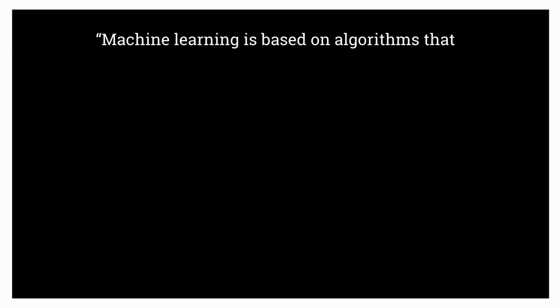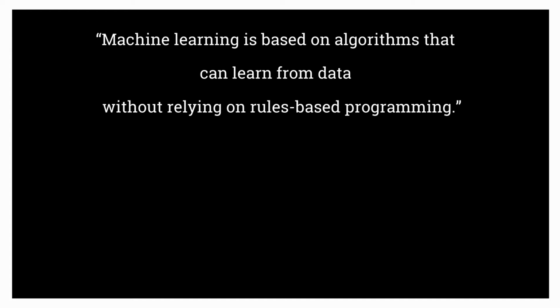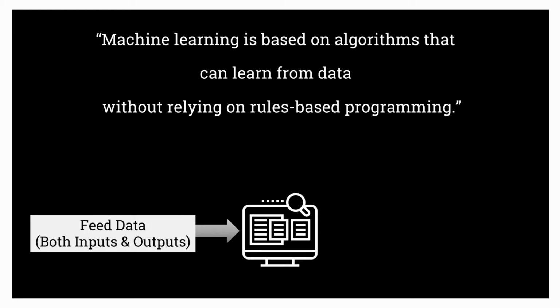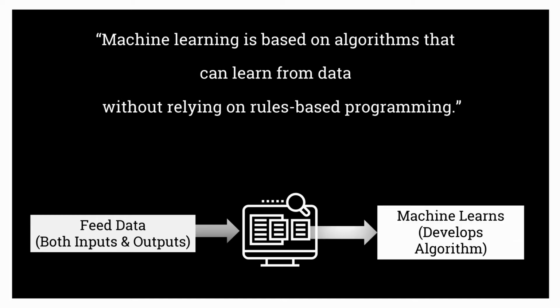Machine learning is based on algorithms that can learn from data without relying on rules-based programming. What it means is that if you have a machine, your computer, to it you are feeding both the inputs and the outputs, the complete data. And in turn, the machine is developing an algorithm, developing the insights, discovering the patterns between inputs and outputs. So it's learning itself.